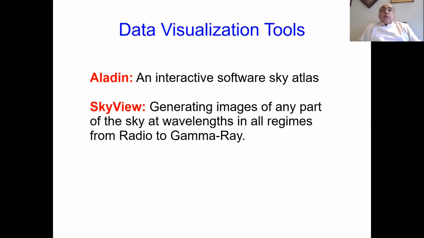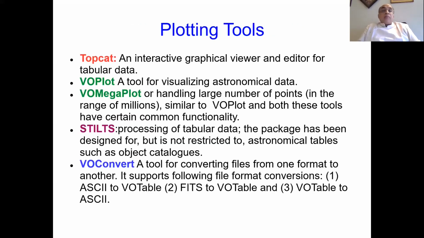Data visualization tools like ALADDIN, an interactive software sky atlas. Skyview, used for generating images of any part of the sky at wavelengths in all regimes, from radio to gamma rays. We have these wonderful plotting tools like Topcat, which is an interactive graphical viewer and editor for tabular data. Voplot, a tool for visualizing astronomical data.